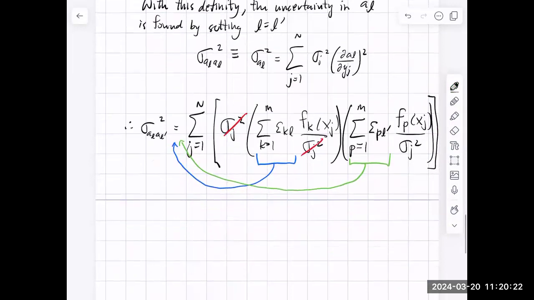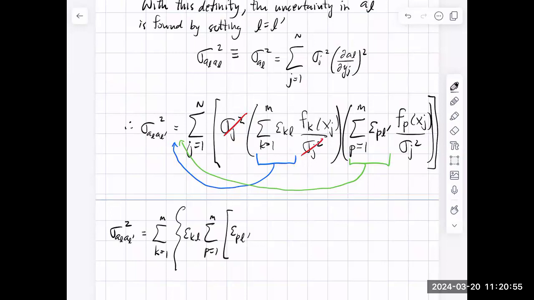So we're going to have sigma al prime squared is equal to, okay, the sum over k is the first thing we'll write. So we'll have the sum over k. And then I'm going to put a big brace here. And then we have the epsilon kl. So that's all the blue stuff taken out. And then we're going to have the sum over p. And then we'll have a different kind of bracket, epsilon pl prime. Okay, and so that's all the green stuff that comes out.